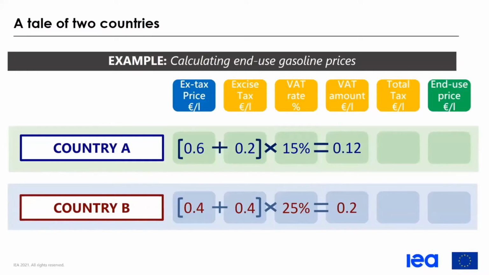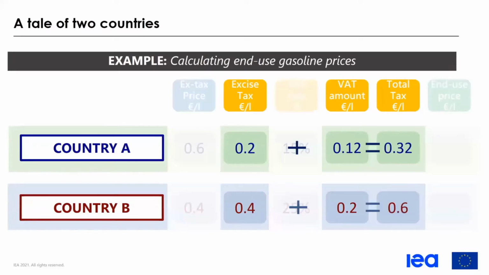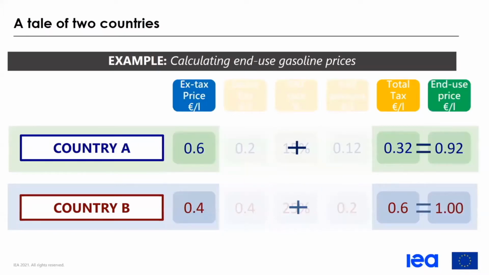If we apply the VAT rate to the sum of the ex-tax and excise taxation, we obtain the VAT amount, which is summed to the excise tax, gives us the total taxation for fuel. As mentioned, the total taxation in country A is lower than the one in country B, and this makes the end user price lower despite the higher costs along the supply chain.